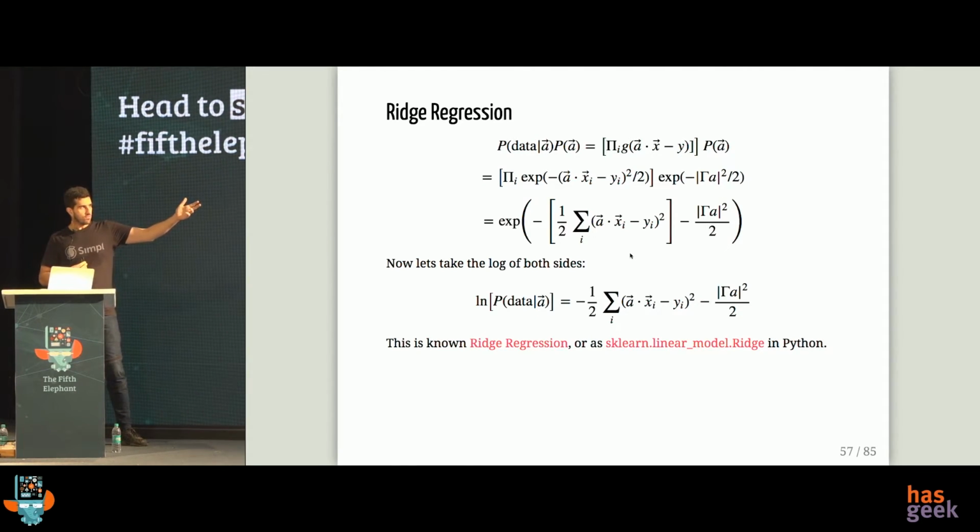And this is actually what ridge regression is. This is where ridge regression comes from. It's basically putting a prior on your data.